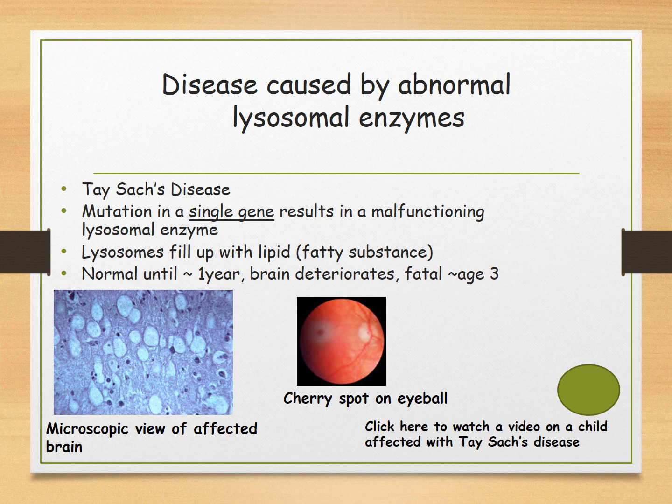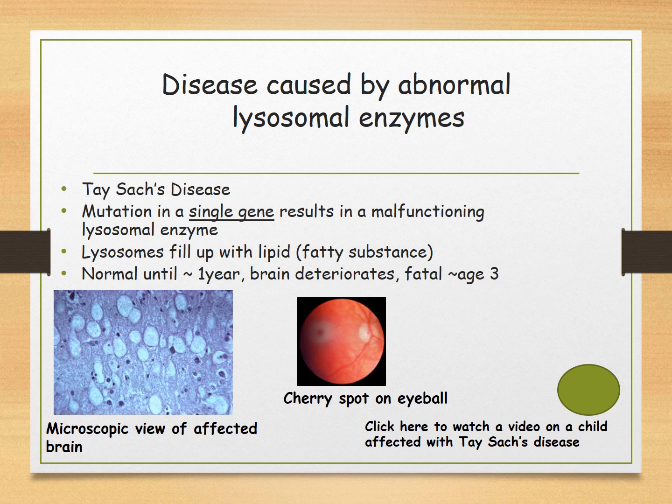Let's look at a disease caused by abnormal lysosomal enzymes. An example is Tay-Sachs disease. This is caused by a single gene mutation that results in a malfunctioning lysosomal enzyme. Alright, I don't expect you to remember the names of these compounds or enzymes. But in normal brain and spinal cord metabolism, there's an enzyme called hexosaminidase that breaks down fatty material. When this enzyme is produced and it's not able to function properly, there's accumulation of gangliosides. So these lysosomes, instead of breaking down this lipidy fatty material, start to fill up.